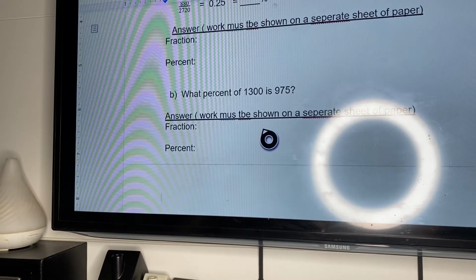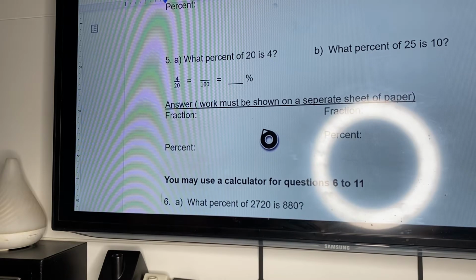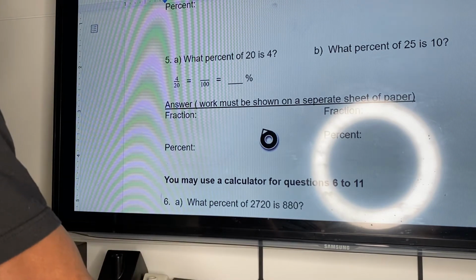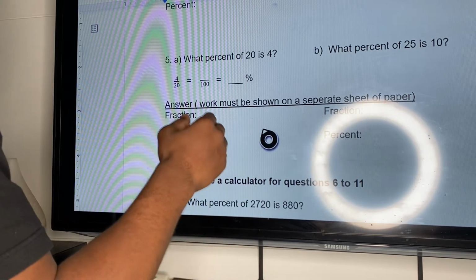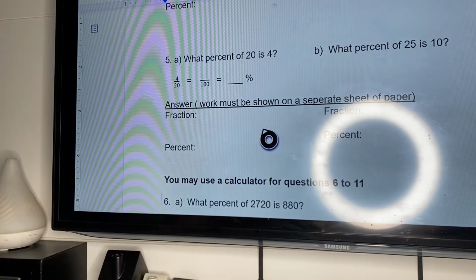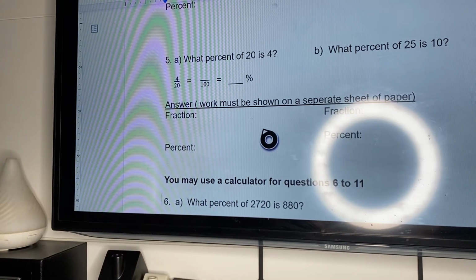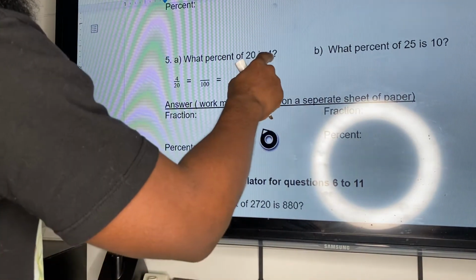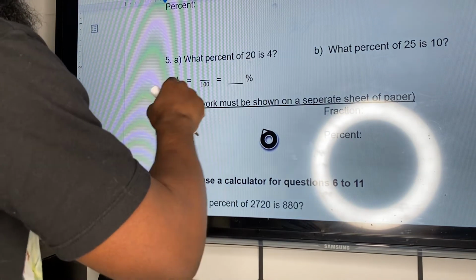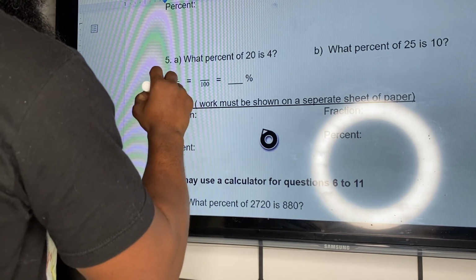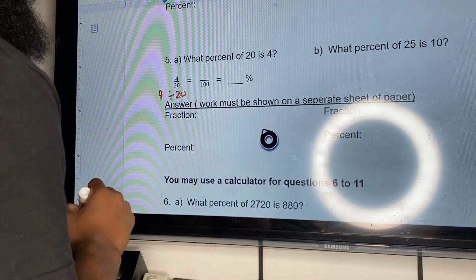Now, for 5, it said what percent of 20 is 4? So they want to figure out what number is what percent of 20, is 4. So a better way to word this, to figure out what percent of 20 is 4. So what you would do is take that number and divide it by 20. And that's what we have here. This line here means division. So the 4 over 20 means 4 divided by 20, right?